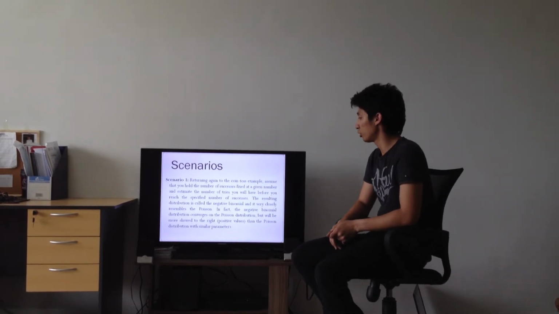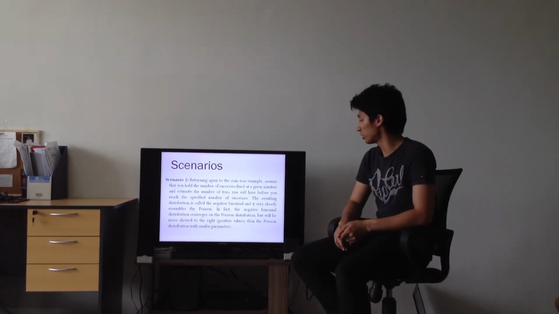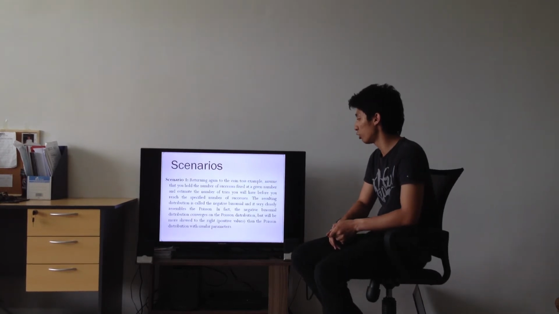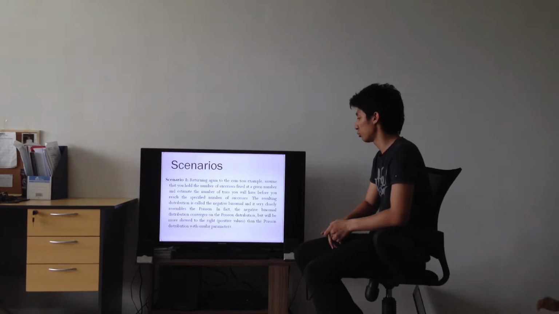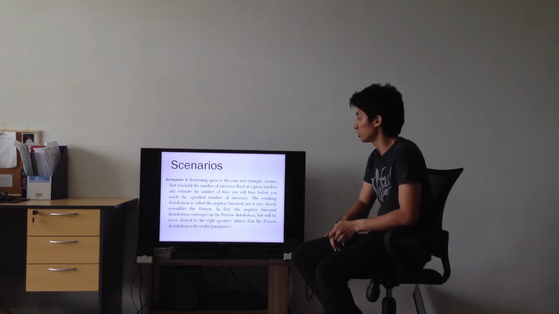In fact, the negative binomial distribution converges on the Poisson distribution, but will be more skewed to the right with positive values than the Poisson distribution with similar parameters. So moving on to the next scenario.